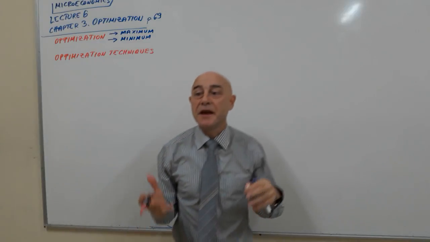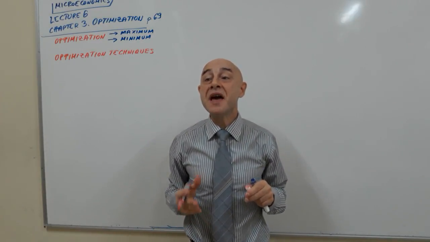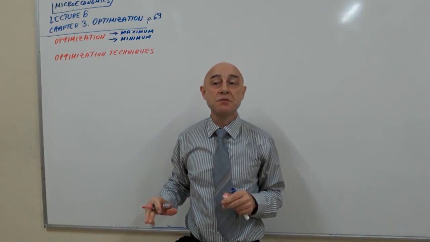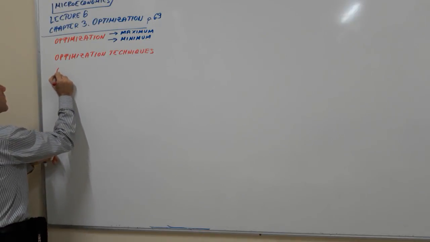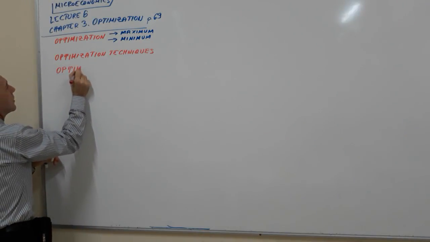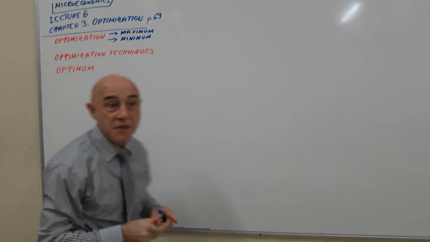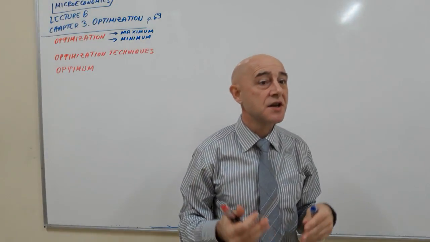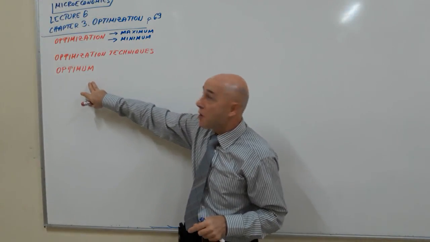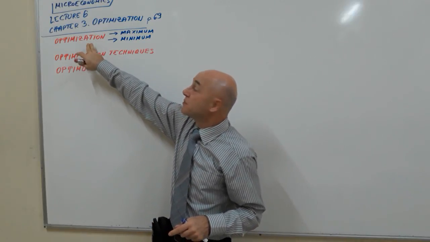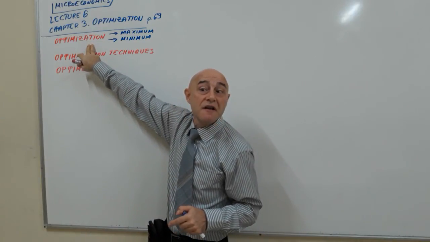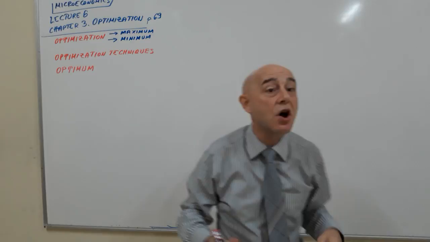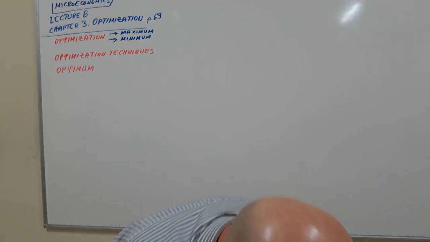So, from optimization, you get optimization techniques. These are simply techniques or methods for finding an optimum. Optimum means the best possible value, the best possible solution. So, optimum is the best value. Optimization is the process of finding that optimum value. And optimization techniques are methods for doing it. Okay.